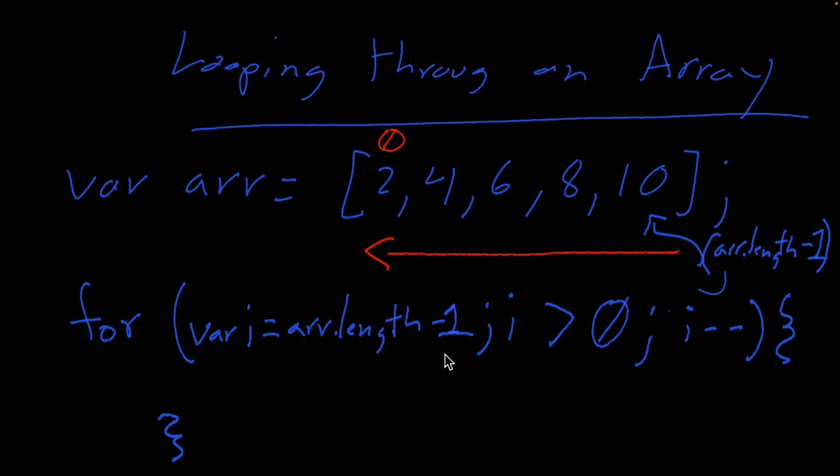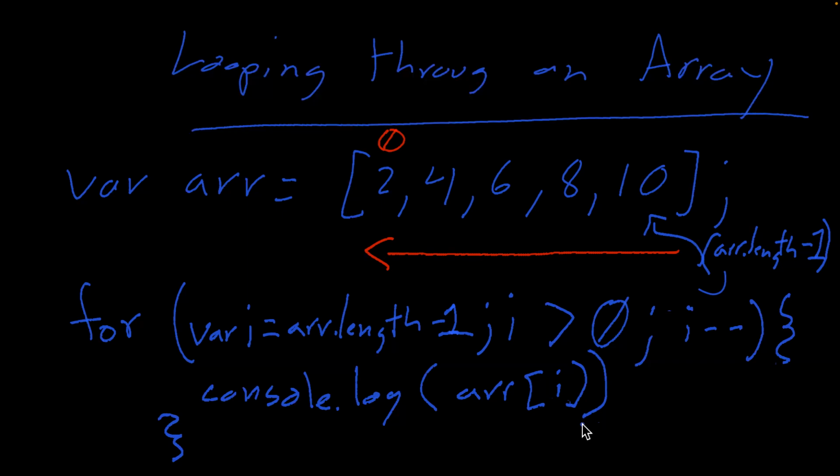And so now let's console log R at I. So this is saying, with this bracket here, square brackets, should it be I is greater than or equal to 0?